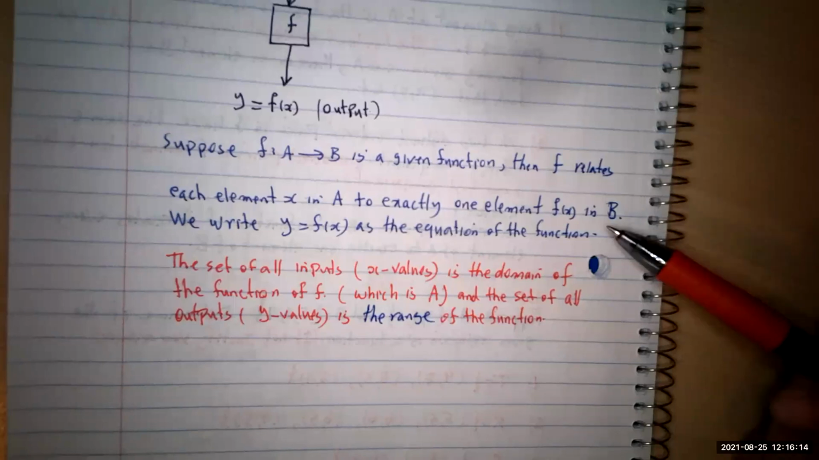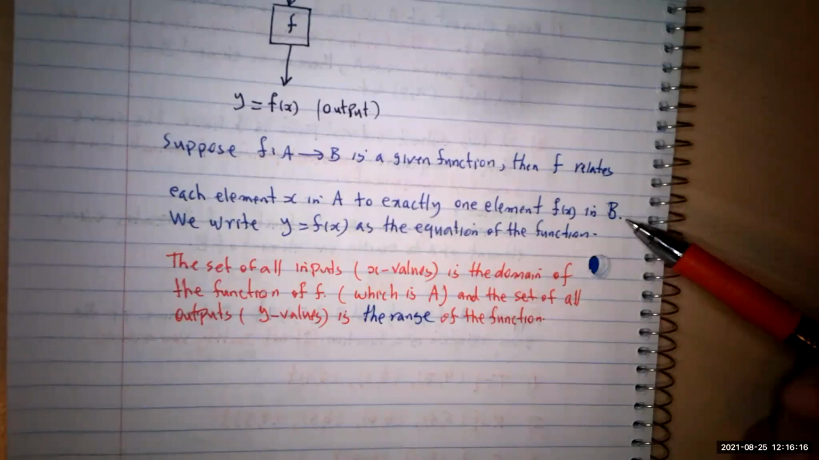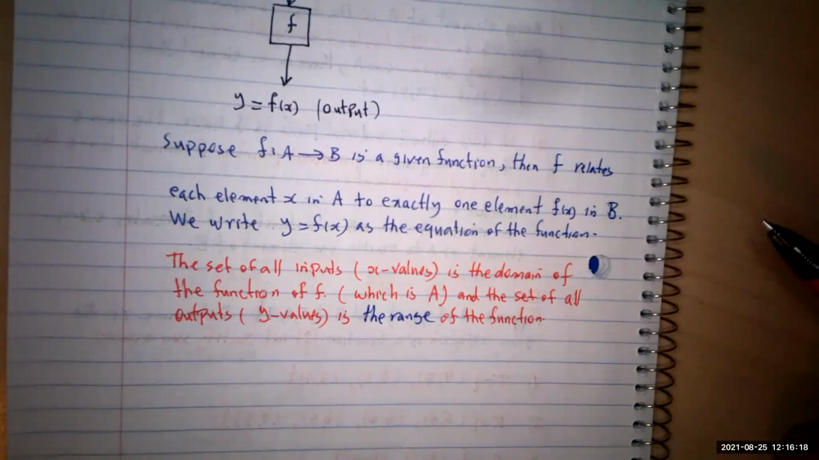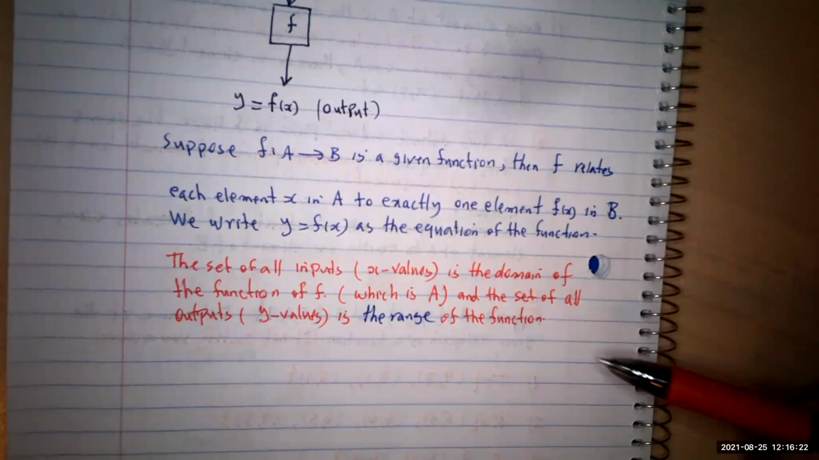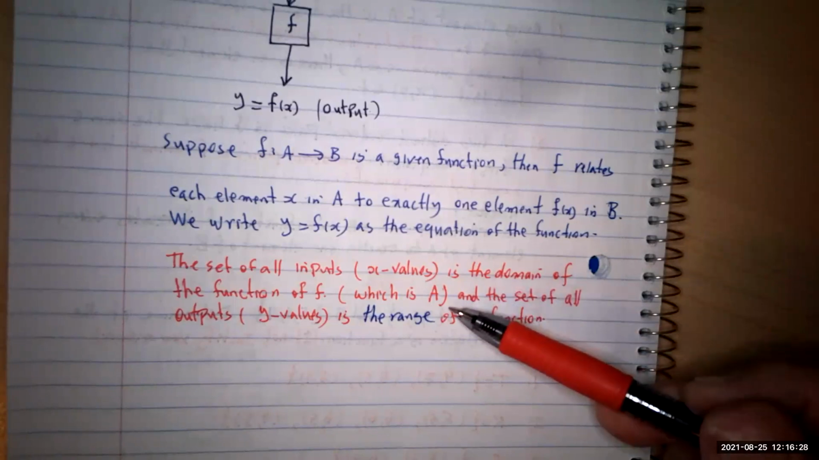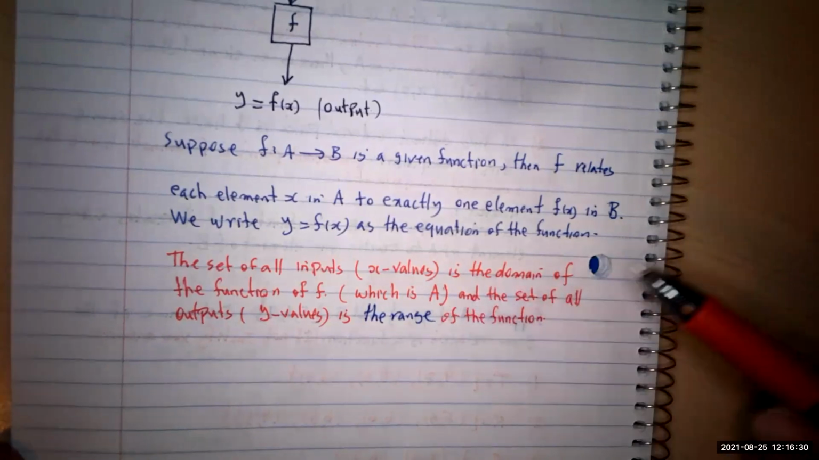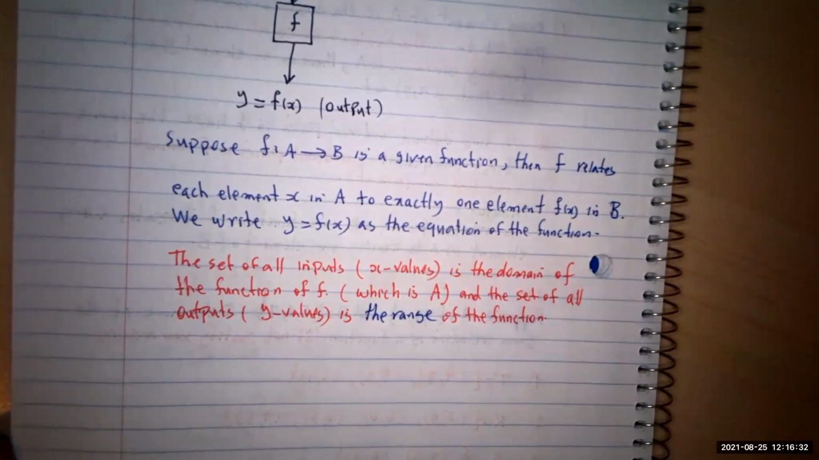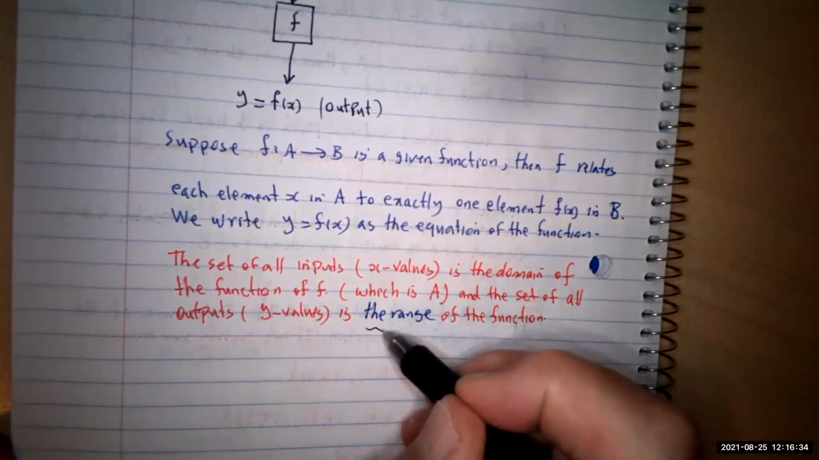The range of the function is a subset of B. It can be equal to B, okay? We call it an onto function in that case. But the one that is necessary is that the domain must be the same as A. So this is another interpretation of the function to get the domain and the range.